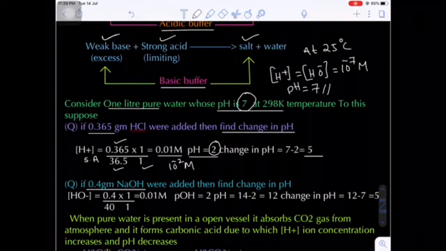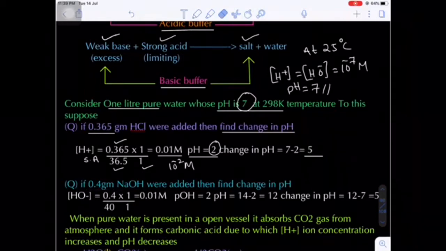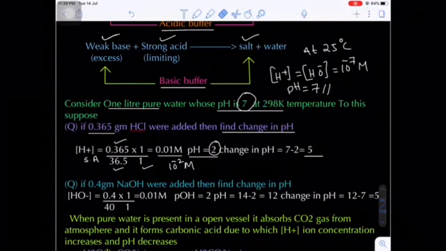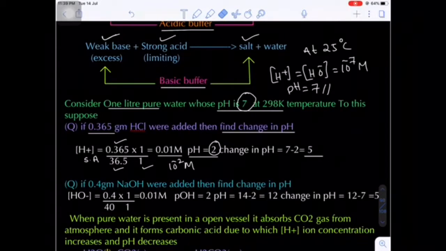Let's suppose to the same 1 liter of pure water, now what I am doing, I am adding 0.4 grams of caustic soda, that is NaOH. Then what happens? Here NaOH is a base. Yes or no? When a base is added, then what happens? The OH minus ion concentration increases. Indirectly, H plus ion concentration decreases and pH must increase.